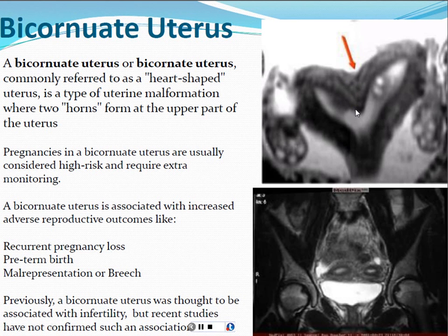So it's important to use MRI to characterize these things. There's no surgery for the bicornuate uterus. You just need to monitor the patients carefully when they become pregnant.